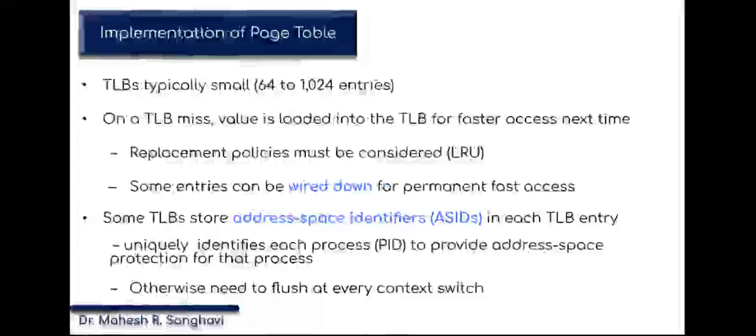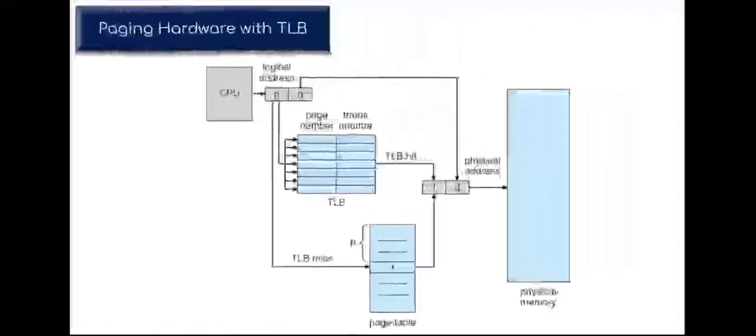For example, the replacement policy that will be used here is LRU, that is least recently used. This policy will help us decide how a particular page will get replaced. The page replacement algorithm is another topic that we will definitely study, where we'll make the concept of LRU clear. Some entries may be wired down for permanent fast access, and some TLBs store address space identifiers in each TLB entry. These things will get cleared when you see this diagram.